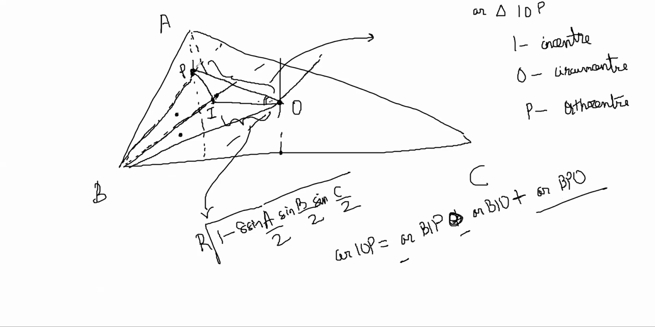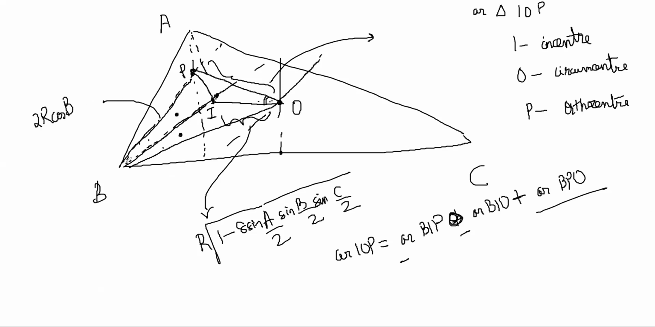Correct. Now, all of these areas are doable because all of these angles are known. This angle and this angle is not so hard to find. You understand? And all of these distances are also known. BP is how much? 2R cos B.